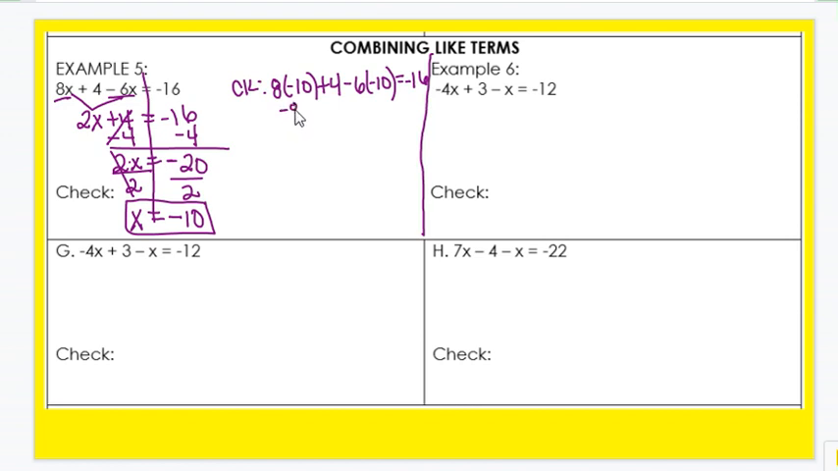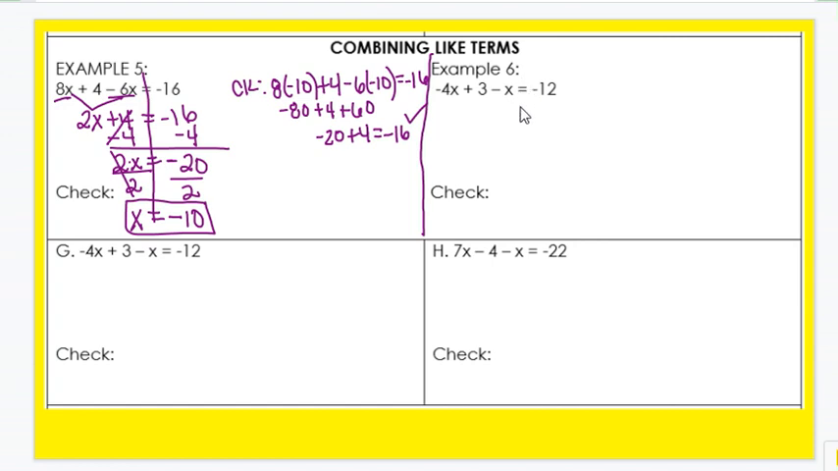8 times negative 10 is negative 80 plus 4. Negative 6 times negative 10, that's a positive 60. Negative 80 and a positive 60 is a negative 20. Plus 4 is a negative 16. So check, it does work out. I'm going to switch colors for example 6 so that you can tell when I start this new problem.